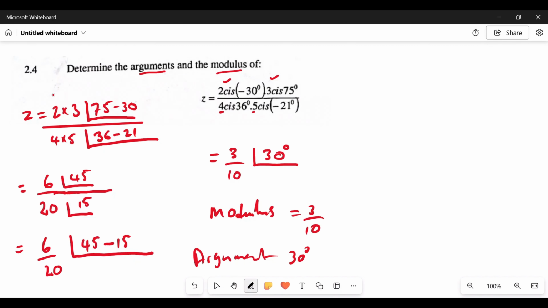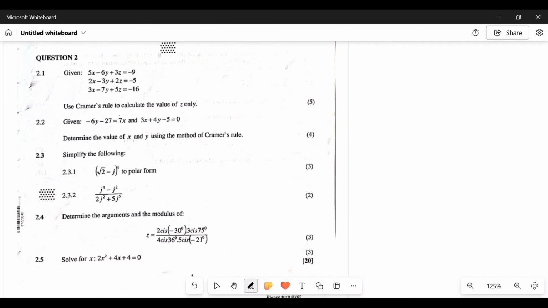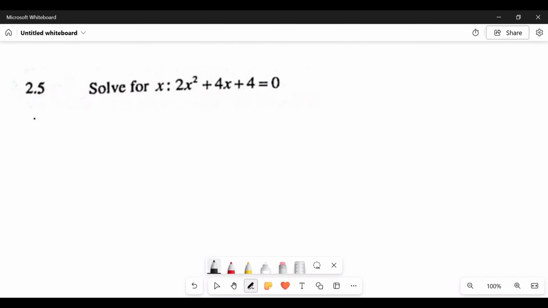Guys, we are done with 2.4. We are going to do 2.5, the last question of this question 2. It's time for us to do 2.5. I'm going to copy this question, paste it where there is space, and let's solve it. Right, let's continue with 2.5.